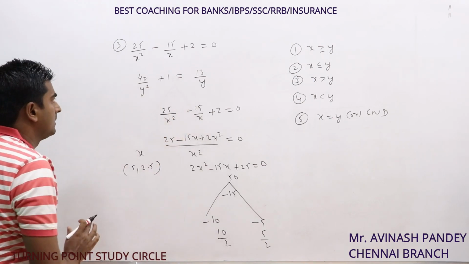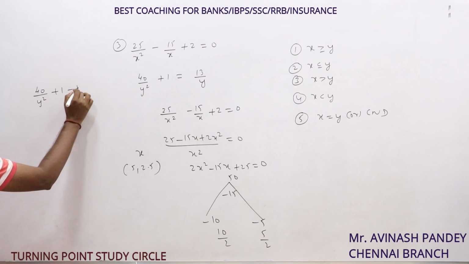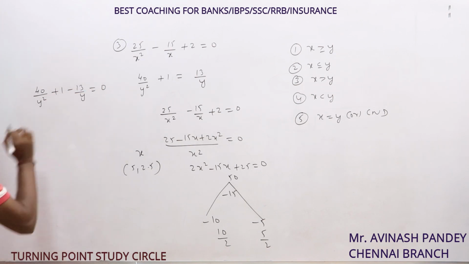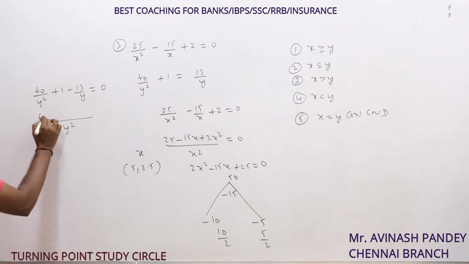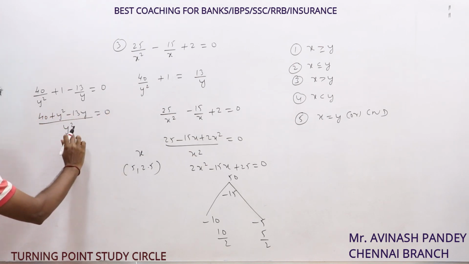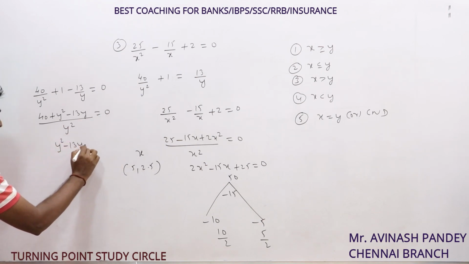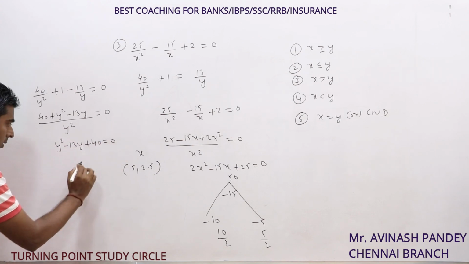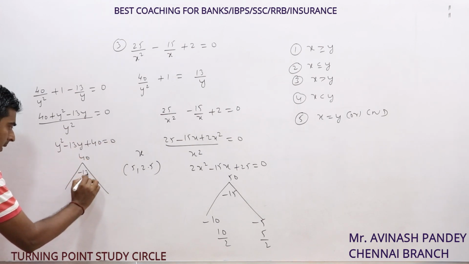Now second equation. So when you see the second equation, I am transposing this here, 14y square plus 1 minus 13 by y is equal to 0. So again, what is the LCM here? Y square. So you will be getting 40 plus y square minus 13y is equal to 0. Y square will go there, so you will be getting y square minus 13y plus 40 is equal to 0. Again, triangle method I am writing here, so it will be plus 40, and this is minus 13.